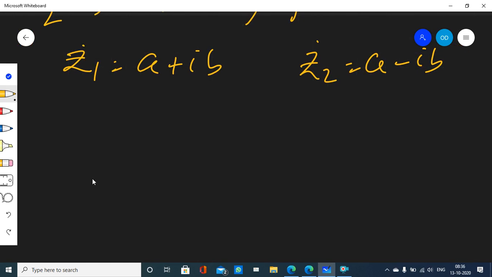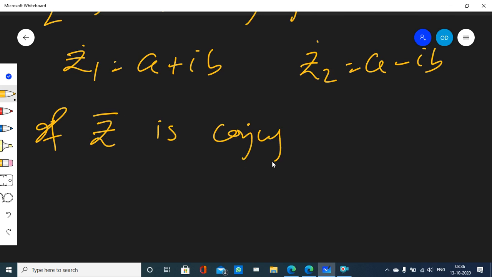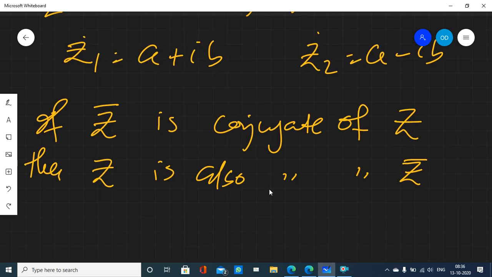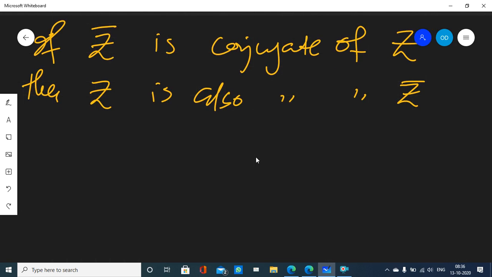Okay. So just think about it, that if z conjugate, z with a bar on top, is conjugate of z, then z is also conjugate of z conjugate, right? They are conjugates of each other. Clear?